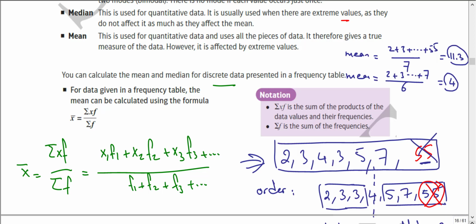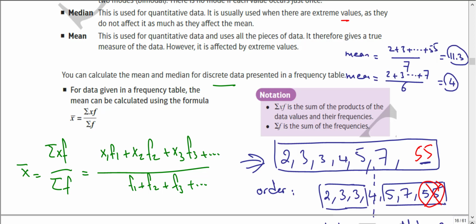Okay, let's calculate the median. But remember, to calculate the median, you need to put them in order. I'm going to order them. So I'm going to switch the 3 and 4. I'm going to put 3 here and the 4 here. I want you to find the median one time with the 55 included and one time without it. Let's start with the 55 included.